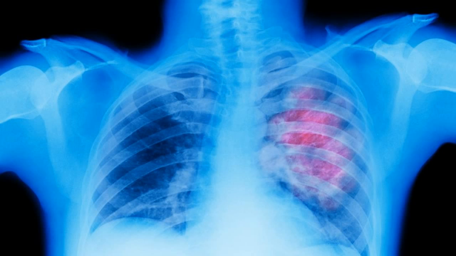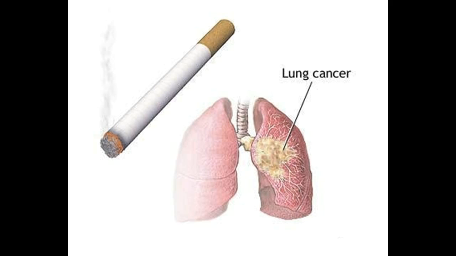NSCLC are the most common lung cancers, accounting for about 80% of all lung cancers. NSCLC can be divided into three main types that are named based upon the type of cells found in the tumor. Adenocarcinomas are the most commonly seen type of NSCLC in the U.S. and comprise up to 50% of NSCLC.